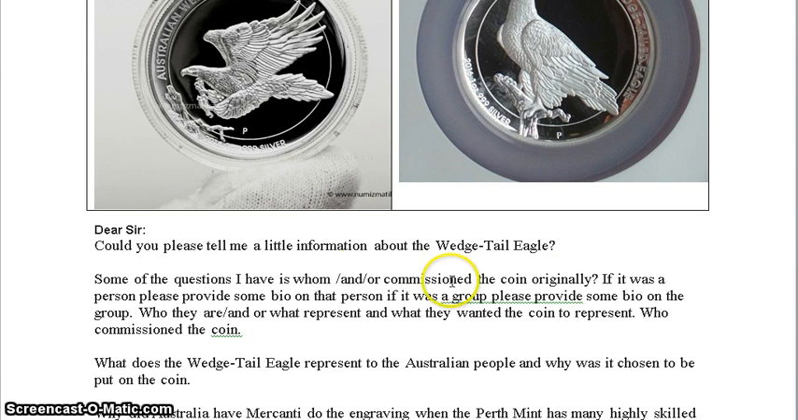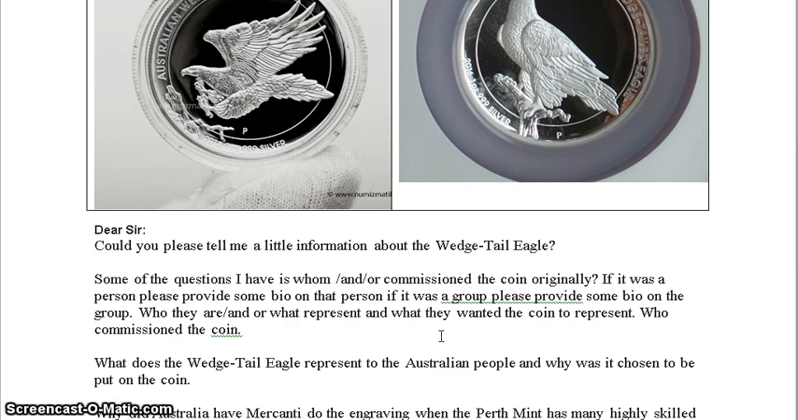Some of the questions that Baggins had, we can probably answer. So he's asking, could you please tell me more information about the Wedge-tailed eagle? Some of the questions I have is who commissioned the coins originally? Please provide a bio. So the simple answer is John Mercanti, right? He's the U.S. chief engraver. In the past, he's not anymore, but he used to be. He did a lot of work for the U.S. Mint, and is known for doing the eagle design on the silver eagle, I believe.